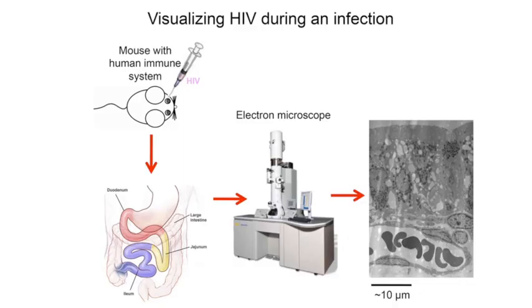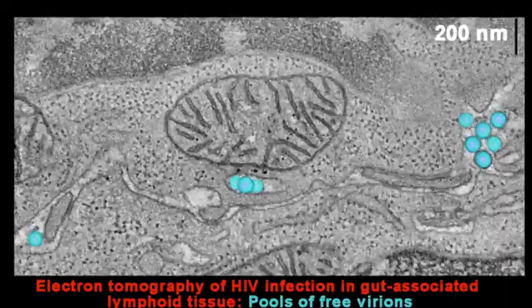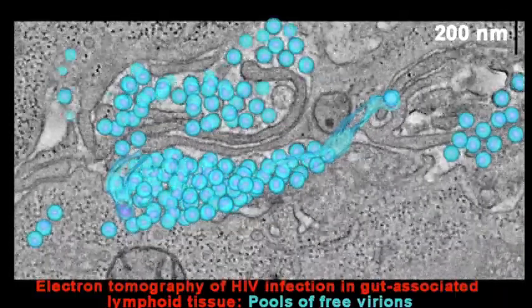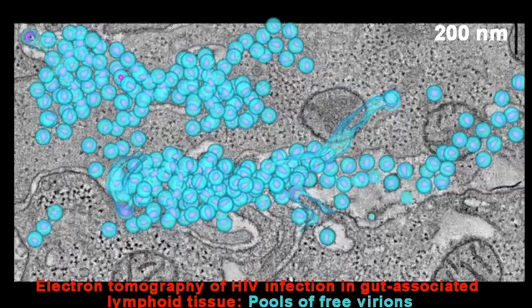In the Björkman Lab, we visualize HIV-1 at different stages and on different scales. In one aspect of our work, we use electron microscopy to image tissues from HIV-1 infected humanized mice. These videos show electron tomography of HIV-1 infection in gut-associated lymphoid tissue.